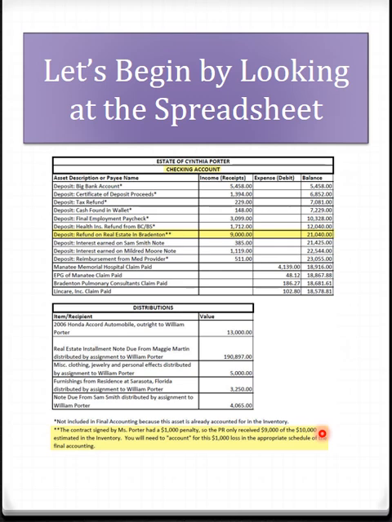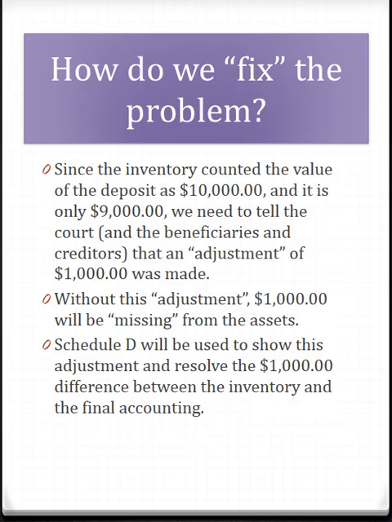The inventory represents what the assets were. If there are any changes, we're reflecting it all the way through the end of the account and through the final accounting. So it's really simple. And here is an explanation of what I just told you. The inventory counted the value of the deposits at 10, but it's only valued at 9, so we need to make a difference of this $1,000.